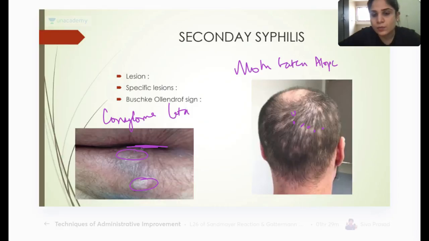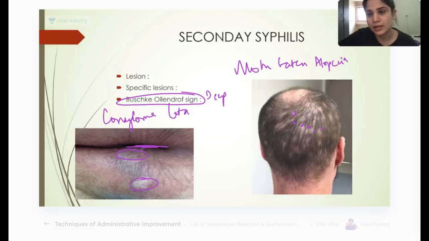Okay. And there is one more sign that you see in secondary syphilis, and that is Buschke-Ollendorf sign. Buschke-Ollendorf sign is nothing but deep dermal tenderness. On the shin of the tibia, the anterior part of the leg, if you press it hard, the patient will have pain. That is called deep dermal tenderness, Buschke-Ollendorf sign. So these are the three things that you will see in secondary syphilis: condyloma lata, deep dermal tenderness, and moth-eaten alopecia.